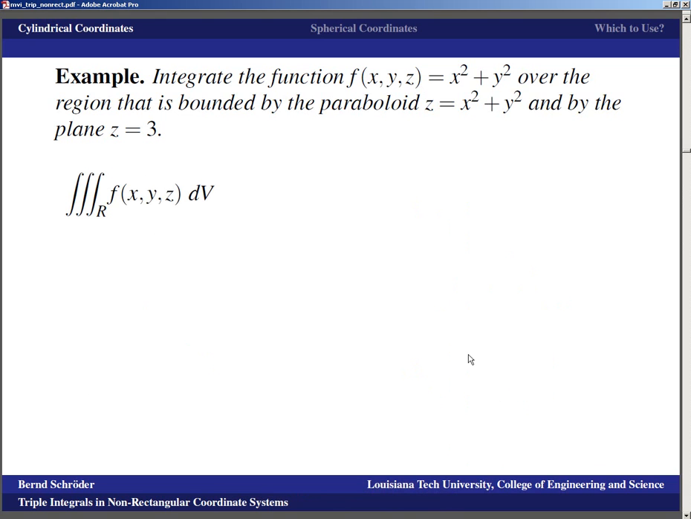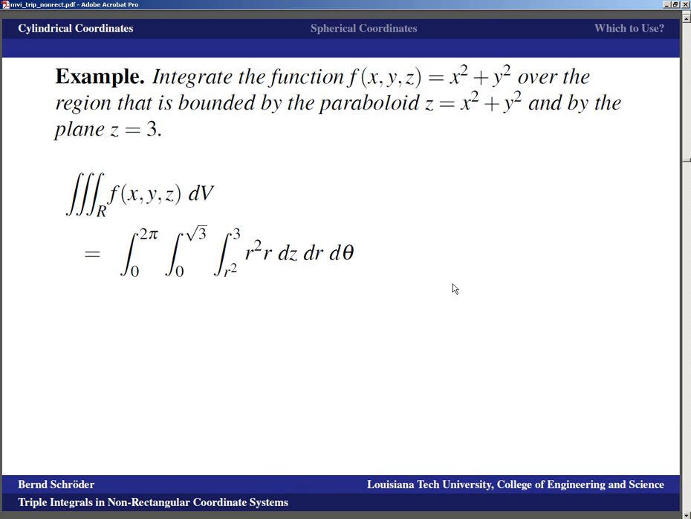And theta goes all the way around, so theta goes from 0 to 2 pi. So the integral is the integral from 0 to 2 pi, that's the theta integral, the integral from 0 to root 3, that's the r integral, and then the integral from r squared to 3, that's the z integral, of our integrand, which is x squared plus y squared, which is r squared, times the volume element. The volume element starts with the r, and then is r dz dr d theta here.